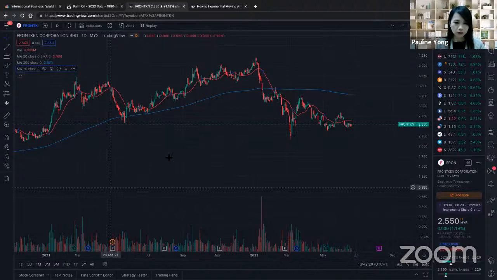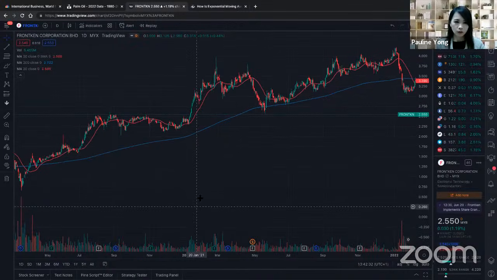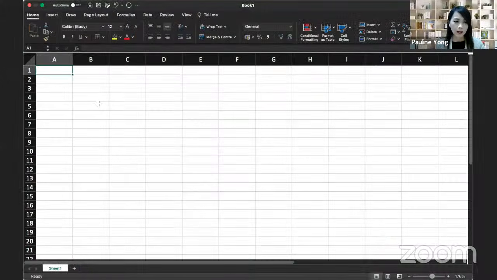Then you see that this moving average is actually moving around the price. The green and red candles are the candlesticks, and these are the price chart. Let me explain further what a moving average is by using an Excel worksheet. You need to know how you derive the moving average. So here is the Excel worksheet.